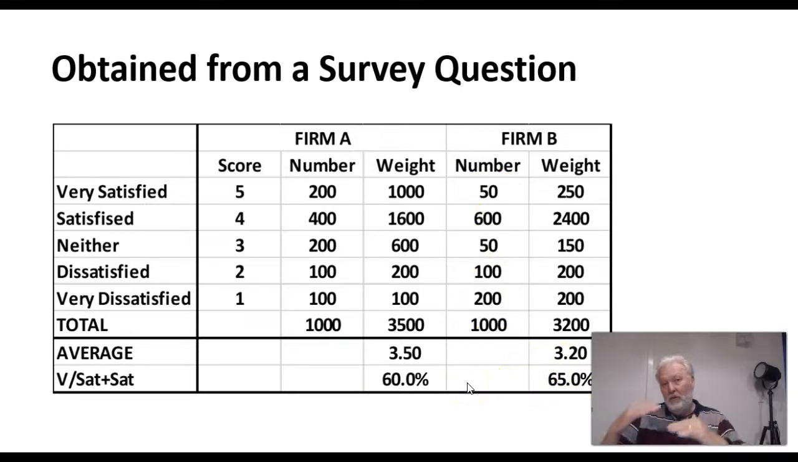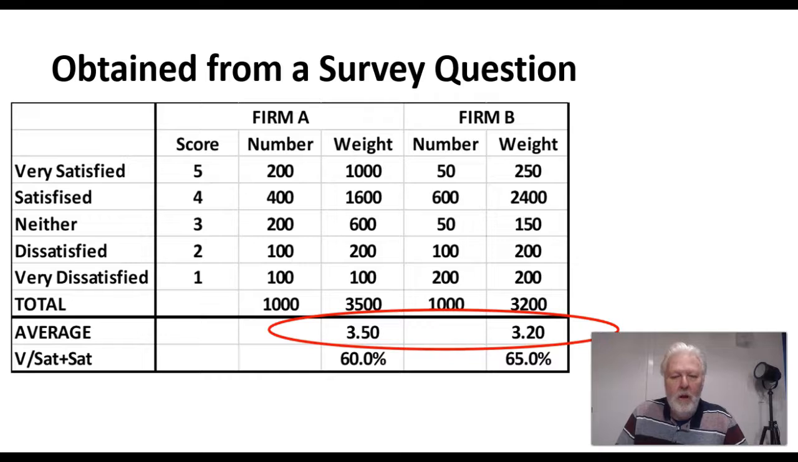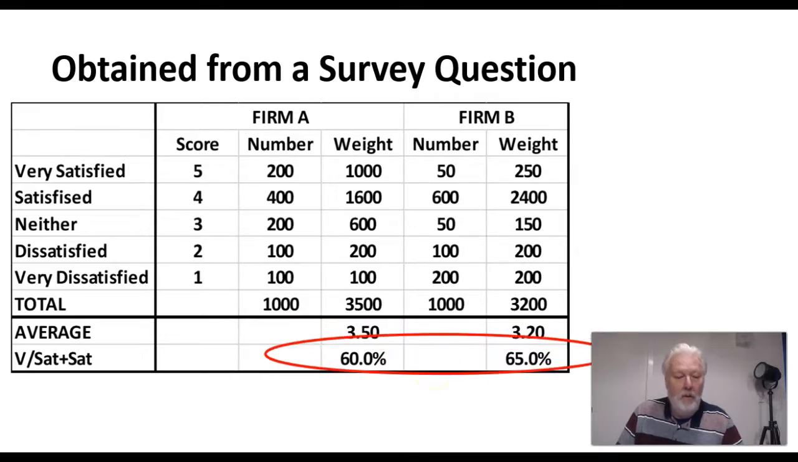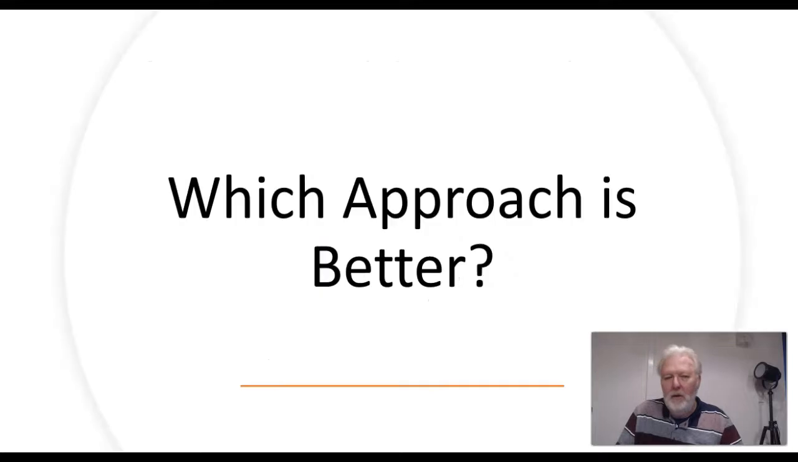So I've got a reverse play here. Firm A previously was the best when I looked at the overall average, but now firm B is the best when I'm looking at the proportion of satisfied versus dissatisfied customers. So they're the two approaches. That one there, firm A wins. That one there, firm B wins. Which approach is better, and when should we consider using each one?